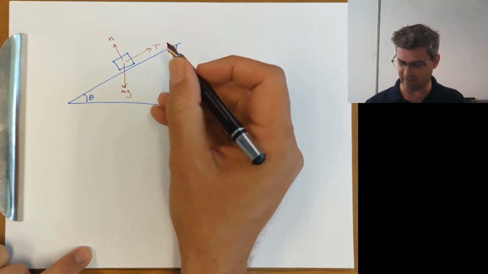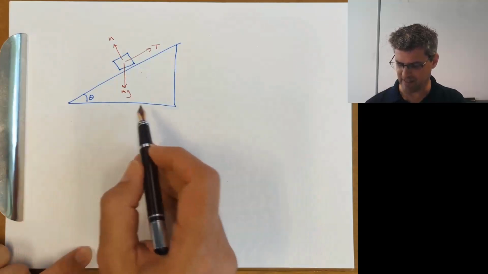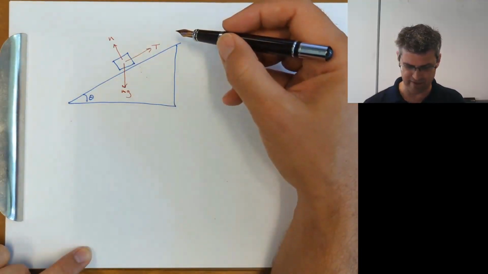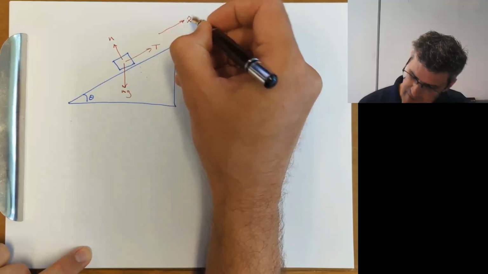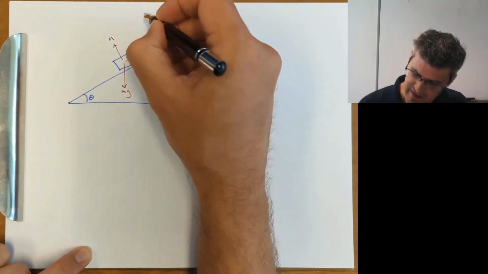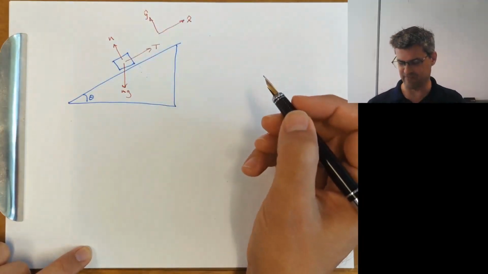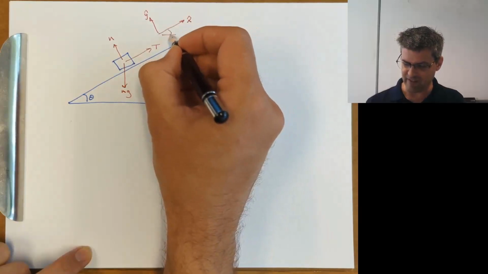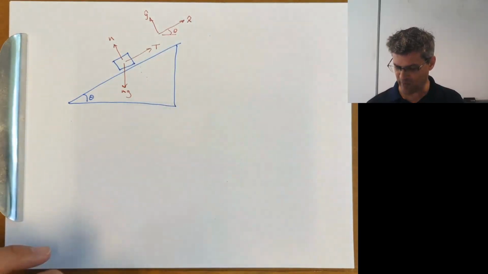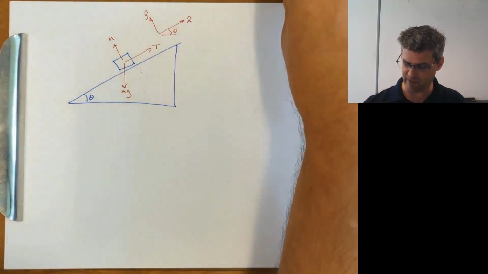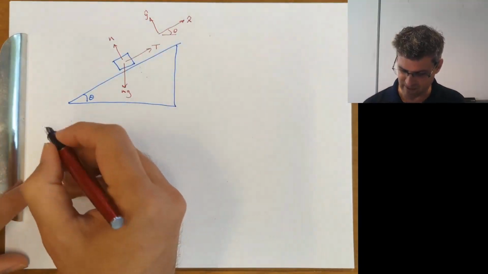Only instead of having a coordinate system that's set up horizontally and vertically, I'm going to set up a coordinate system where this is the x direction and this is the y direction. I have rotated my coordinate system. Now what are we going to get for our equations? So let's do the x equations first.